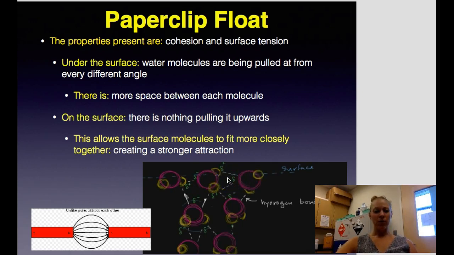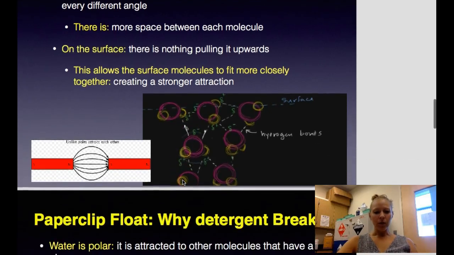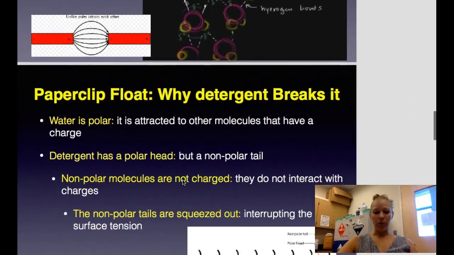So like if you were to take a magnet and it's very far apart, it's easy to pull that magnet away. But if you put those two magnets very close together, then it's more difficult to pull it away, because when those charges get closer together, it's harder to pull them apart. And so that's why you have that thin layer, or that skin, on top of the water. And that's what allowed the paperclip to float.